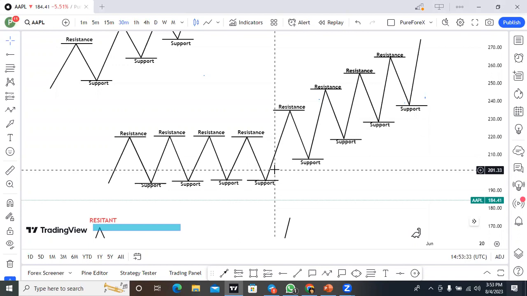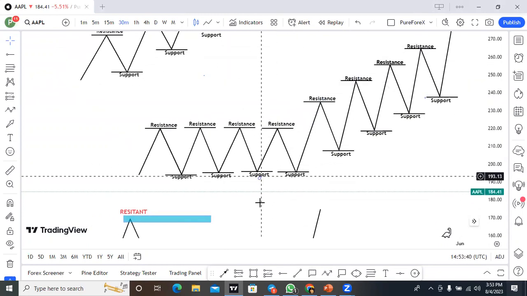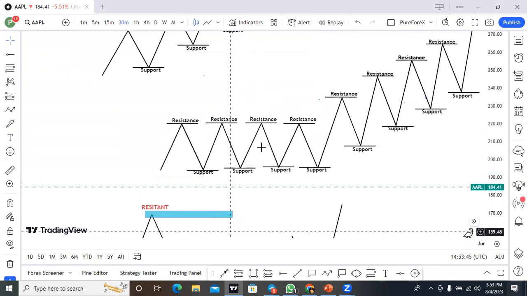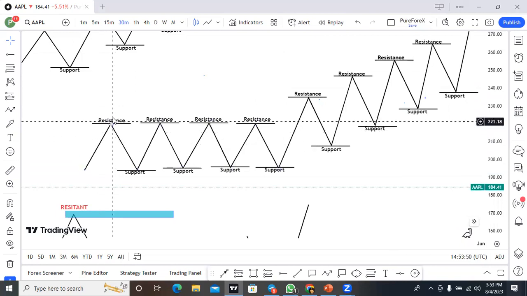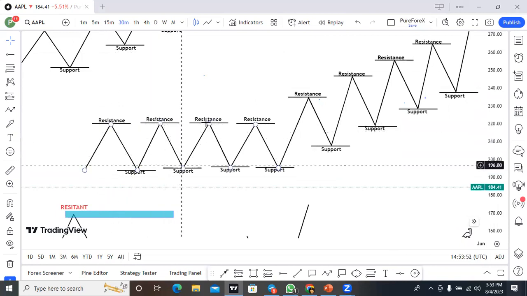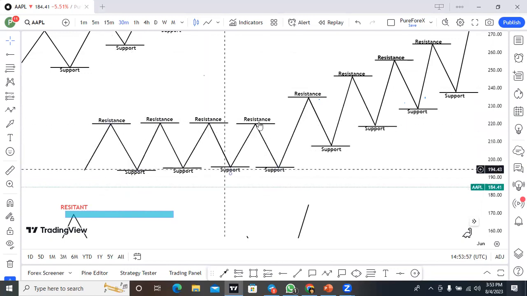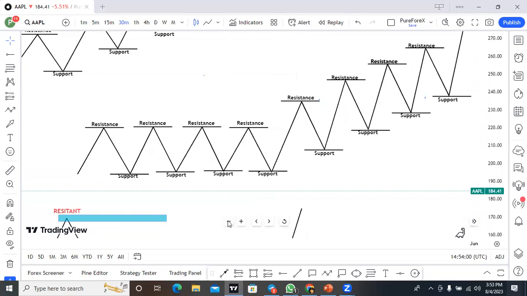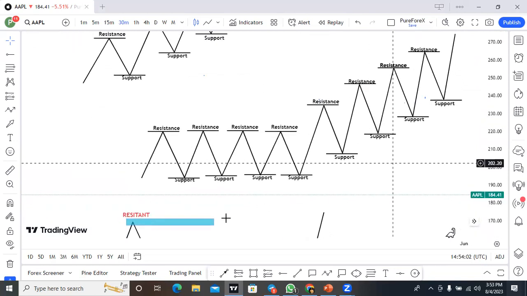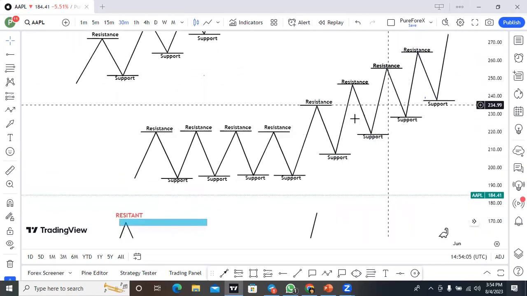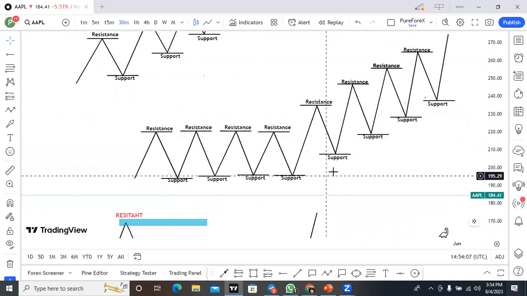We have two types of support and resistance: horizontal support and resistance and diagonal support and resistance. When you look at the chart here, this is resistance, this is support, resistance, support, resistance, support. So this is an example of horizontal support and resistance, right? And this one is an example of diagonal support and resistance on the chart.